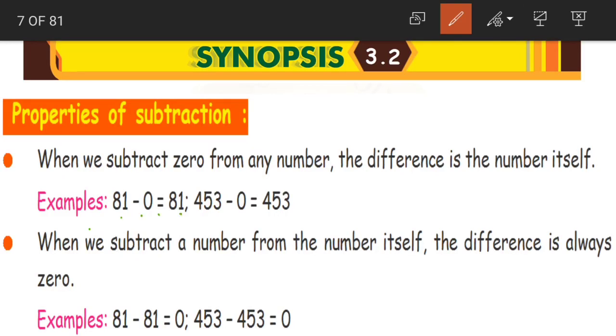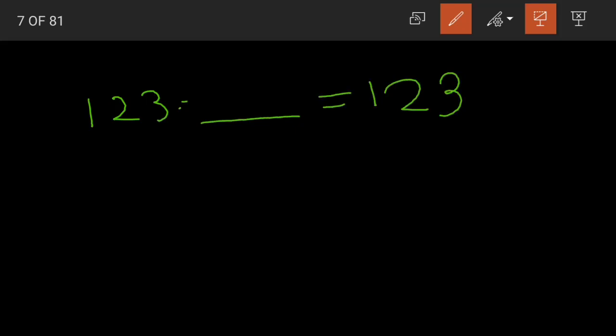Examples: 81 minus 0 is equal to 81. Yes, 81 minus 0 is equal to 81 only. Now 453 minus 0 is equal to again the same number, 453 only. Now how will you be asked this in the exam? They will say 123 minus dash is equal to 123. You have to tell which number is to be subtracted from 123 so that the answer is 123.